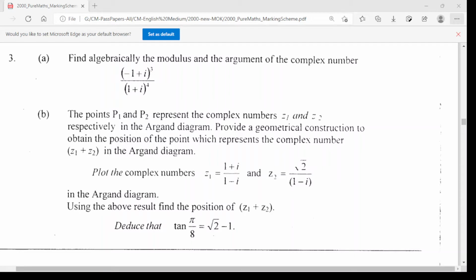Complex number problem, year 2000, A-level question.